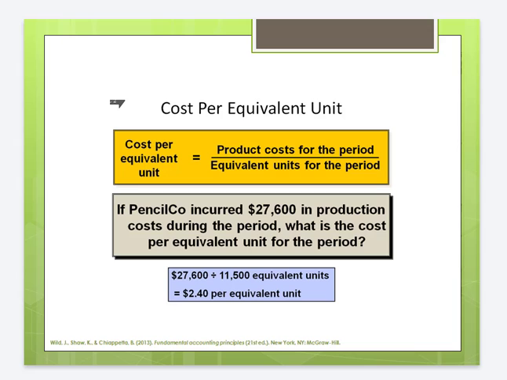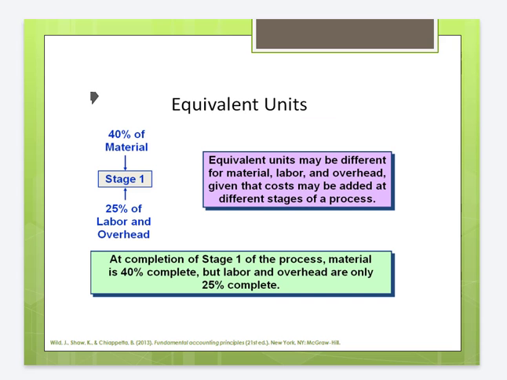Now if we want to compute the cost per equivalent unit, we take the product cost for the period divided by the equivalent units for the period. So if Pencil Company incurred $27,600 in production costs during the period, what is the cost per equivalent unit? We would take the cost of $27,600 and divide by the equivalent units we computed on the prior screen, 11,500, and this gives us a cost of $2.40 per equivalent unit.